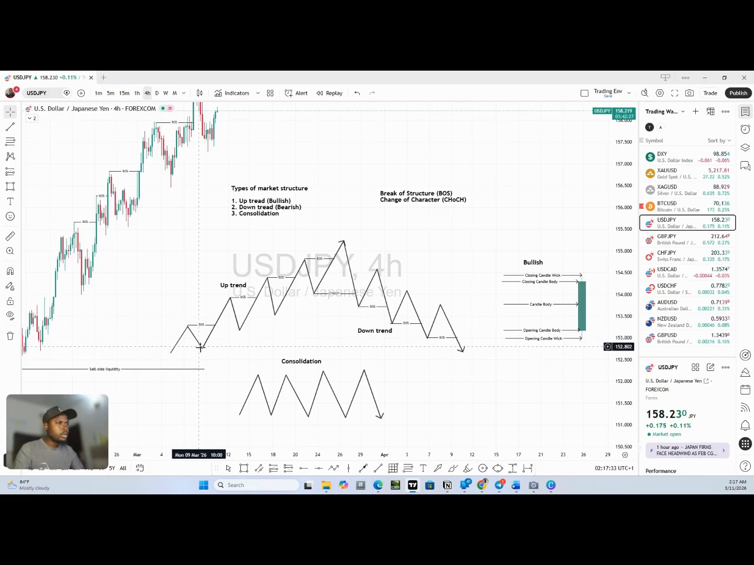Impulsive move, pullback or retracement, then another impulsive move, then it will pull back, then do another impulsive move, like this. So that's how the market is moving. That's why you can see break of structure, break of structure, break of structure. The market is going up. This is what we call an uptrend, or bullish trend.